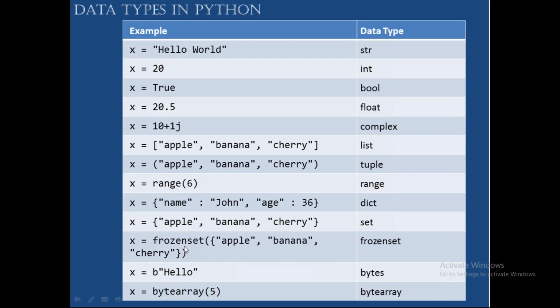So 0, 1, 2, 3, 4, 5 will be generated. If I say range of 10, it will generate values from 0 to 9. Okay, 10 minus 1, so the last number is 9. If I say range of 100, can you tell me till what number it will generate?